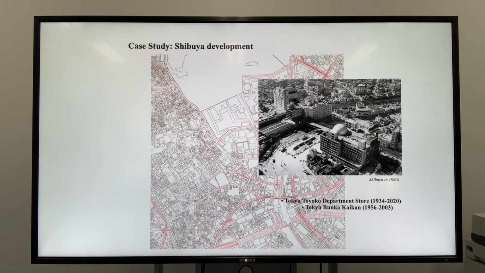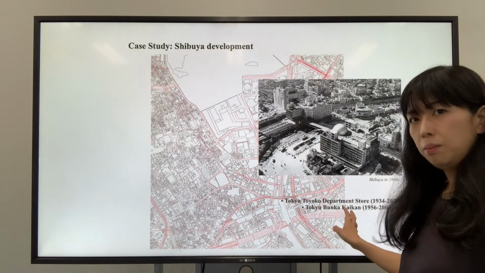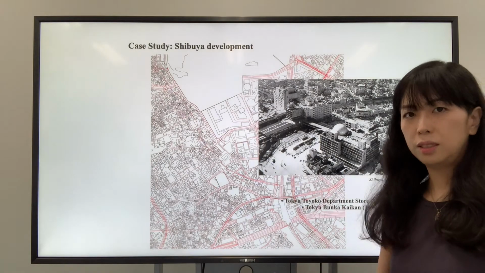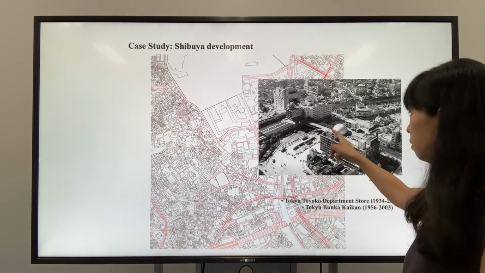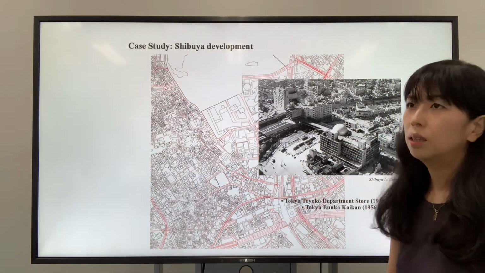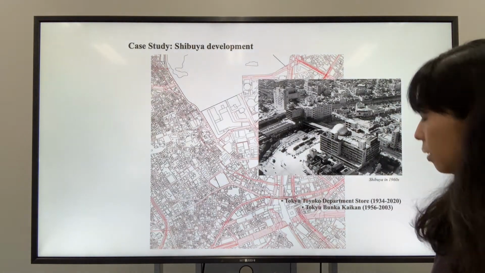In 1956, they opened the Tokyu Bunka Kaikan. The Tokyu Bunka Kaikan means a cultural facility, and the dome that you see here is actually a planetarium.